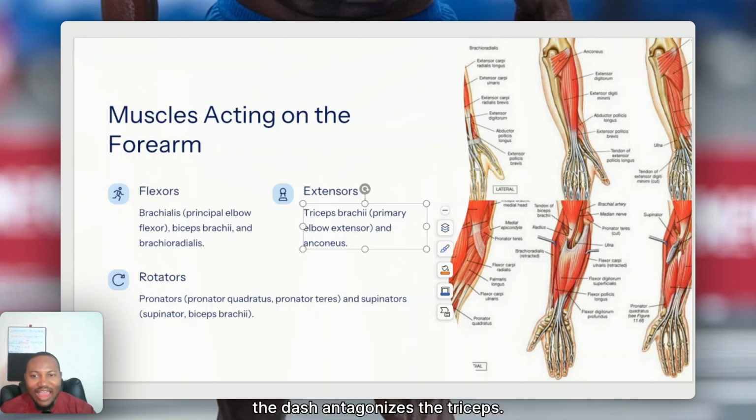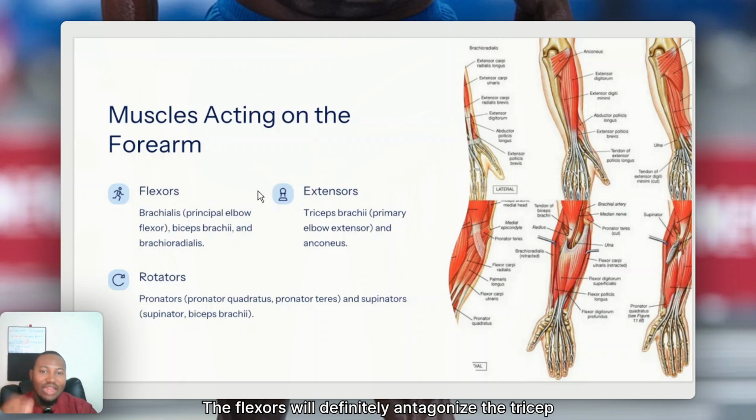Because they may tell you the dash antagonizes the triceps brachii. So what you need to do, this is the triceps brachii. Look for any of them in the biceps, the flexors will definitely antagonize the triceps brachii. Most often this is the biceps brachii. Always remember this because both of them are in opposite positions.